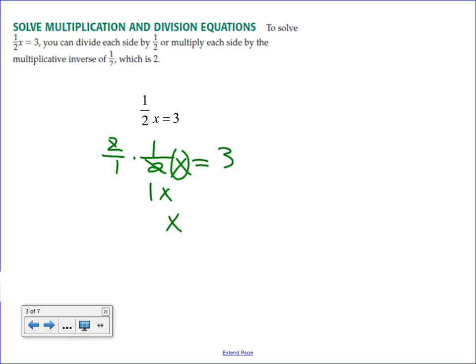So I'm going to do that. I'm going to multiply 2 over 1 on this side. Then I also have to multiply 2 over 1 on this side. So 1x equals 3 times 2 over 1, which is 6. So x equals 6.